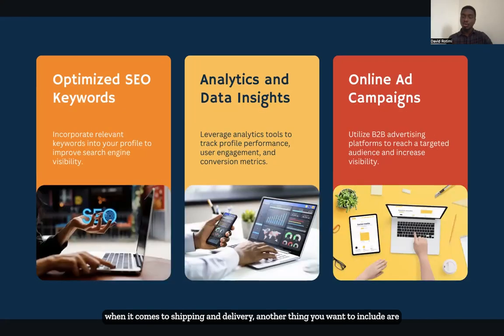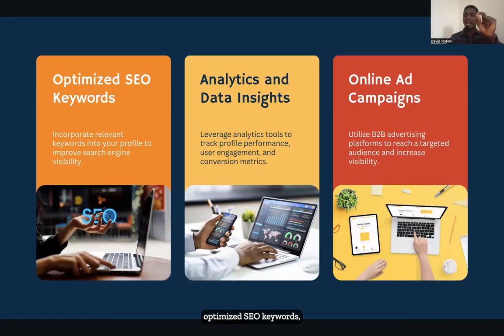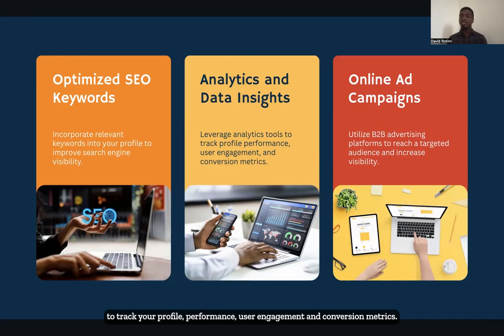Another thing you also want to include are optimized SEO keywords. Okay, so this is information that would help people find you online. So if you are into food production, you want to include the types of food, you want to include food production in your SEO. You want to include things that people in industrial food production typically search for. That's the best way to do your SEO. You also want to leverage analytic tools to track your profile performance, user engagement, and your conversion metrics. Those are the ways that you can know how well your online platforms are doing.